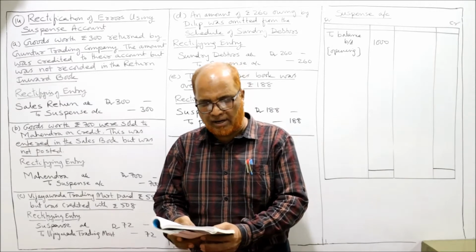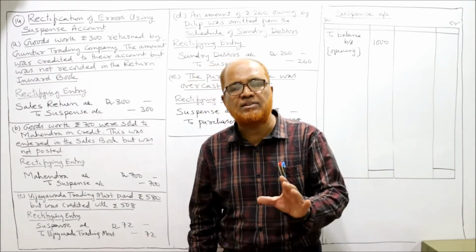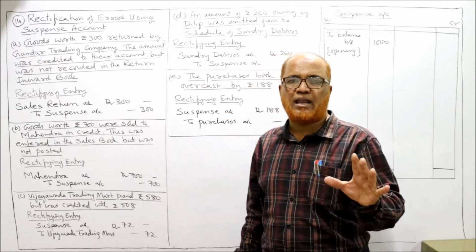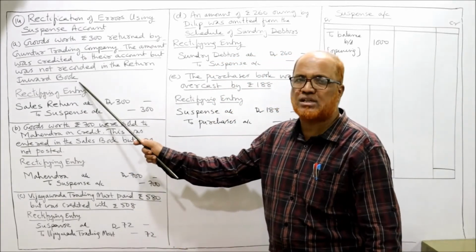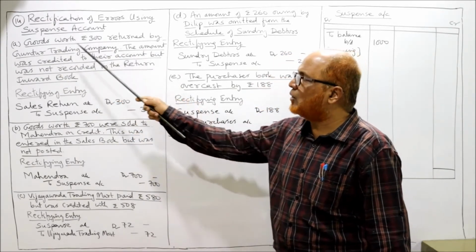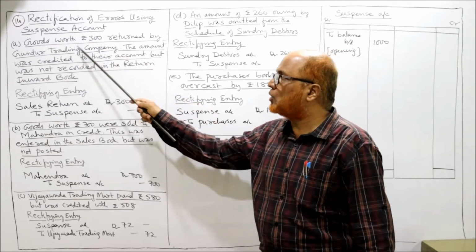The errors are given 1, 2, 3, 4, 5. So 5 errors are given. We have to rectify those errors and prepare the suspense account. One by one error we will try to rectify. Now first error. Goods worth rupees 300 returned by Guntur Trading Company.